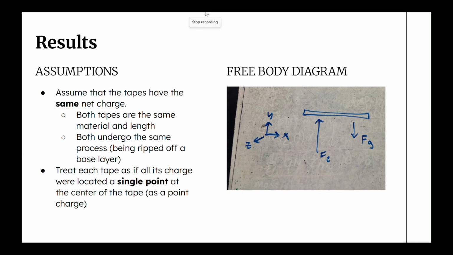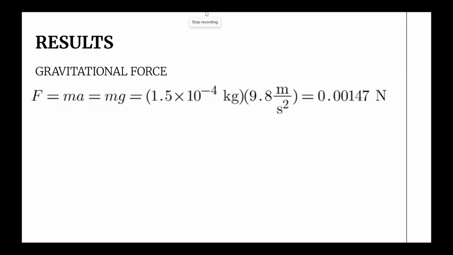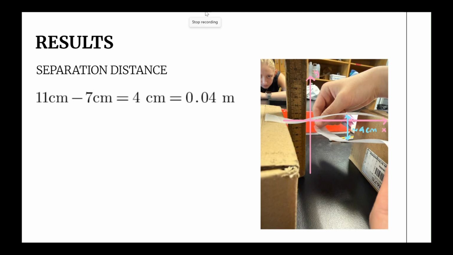In my free body diagram, you can see that the electric force is acting in the positive y direction, and the gravitational force is acting in the negative y direction. Force equals mass times acceleration, and the acceleration here is only due to gravity, so 1.5 times 10 to the negative 4th kilograms times 9.8 meters per second squared equals 1.47 times 10 to the negative 3rd newtons. The separation distance was approximately 4 centimeters, or 0.04 meters.